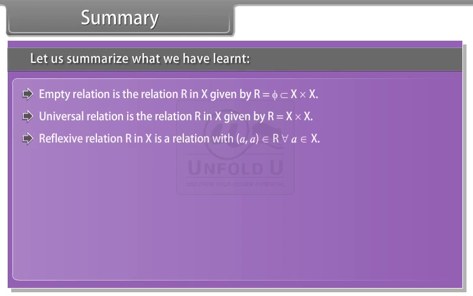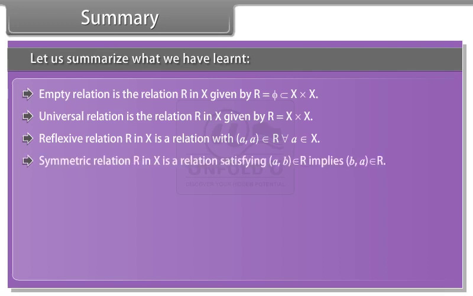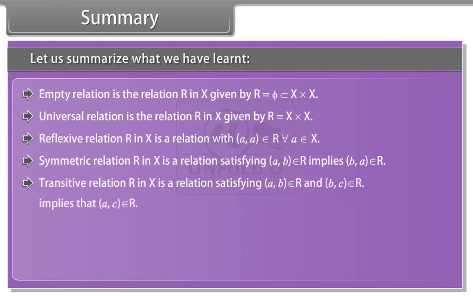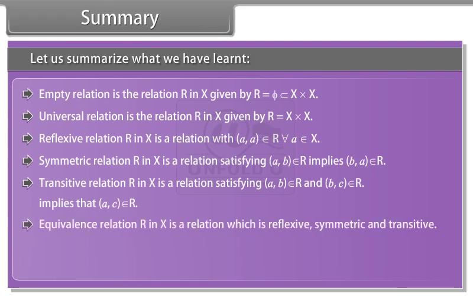Reflexive relation R in X is a relation with (a, a) belongs to R for each a belongs to X. Symmetric relation R in X is a relation satisfying (a, b) belongs to R implies (b, a) belongs to R. Transitive relation R in X is a relation satisfying (a, b) belongs to R and (b, c) belongs to R implies that (a, c) belongs to R. Equivalence relation R in X is a relation which is reflexive, symmetric, and transitive.